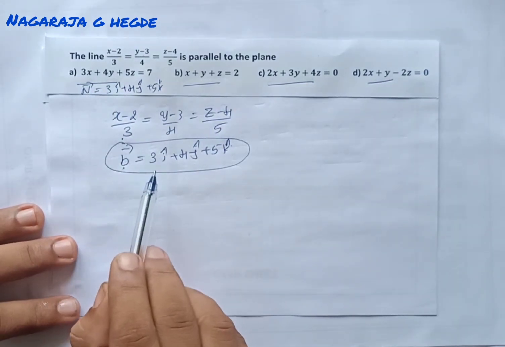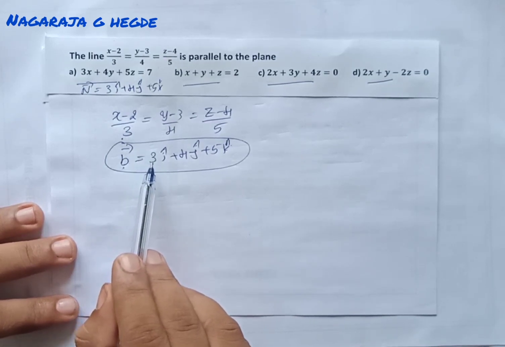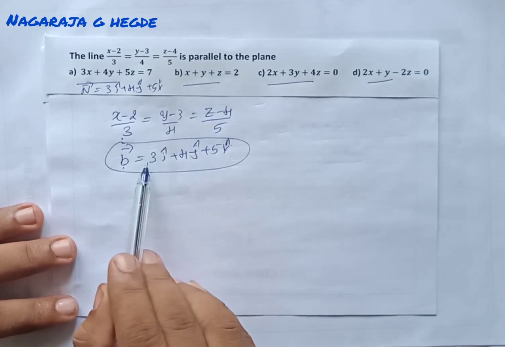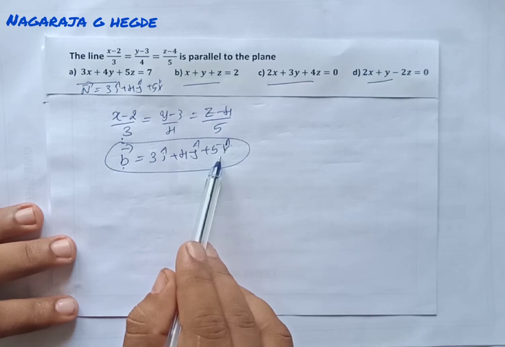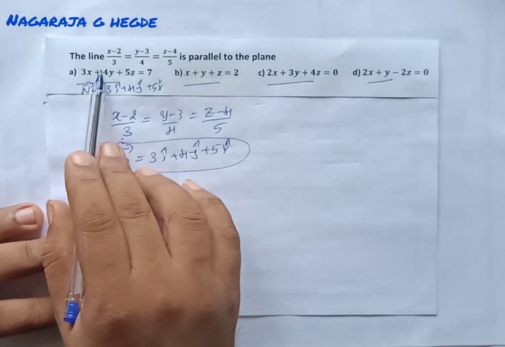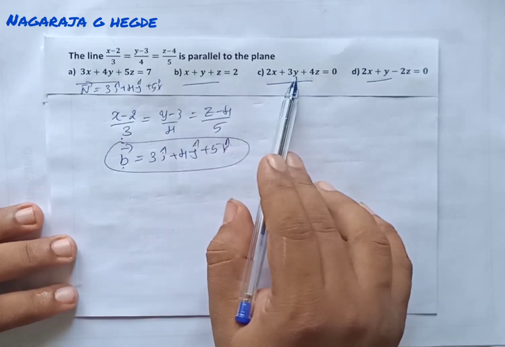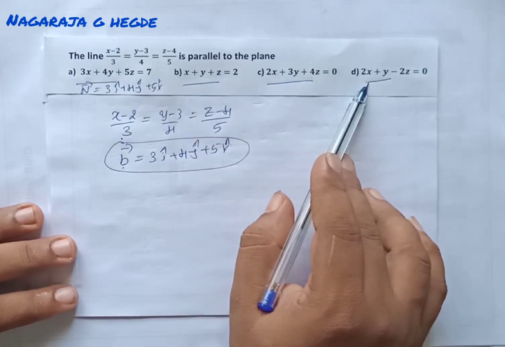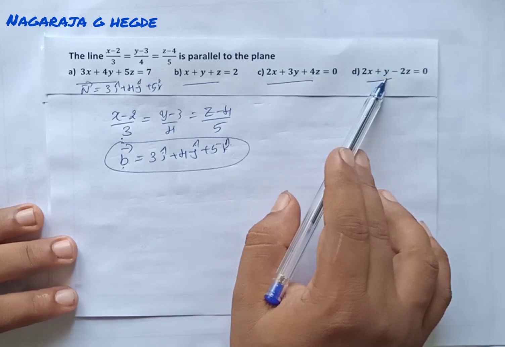Just observe, if you use common sense, the coefficients of i, j, k, the scalar components, are positive. So in the normal there must be a negative to get 0. Here all are positive, here all are positive, here all are positive. Only option D has one term that is negative. Let us check with that.